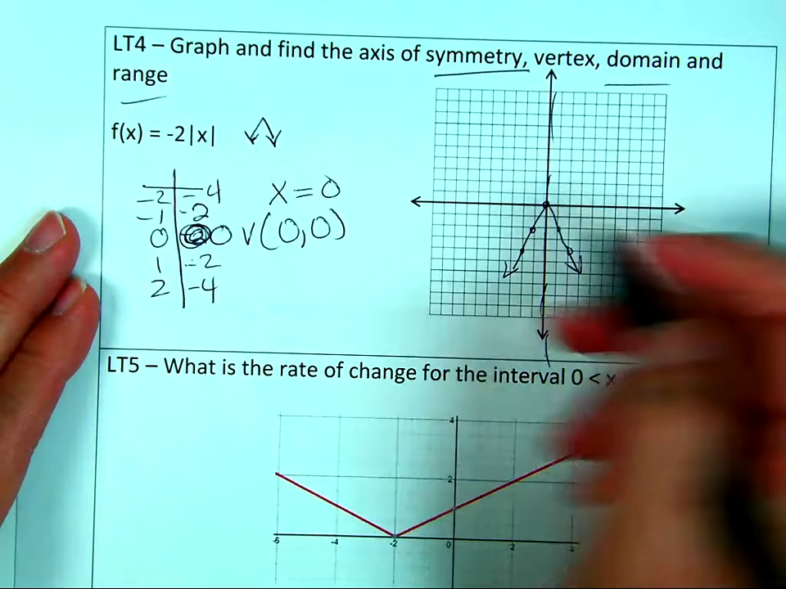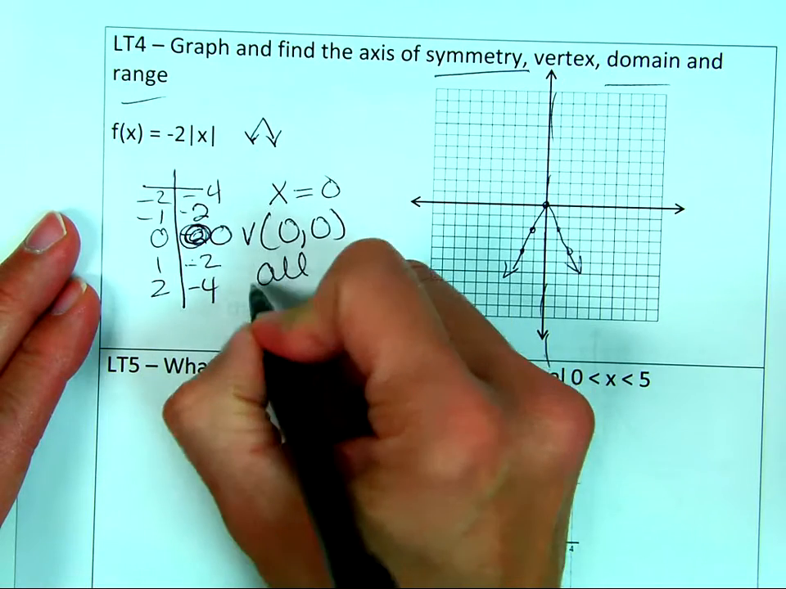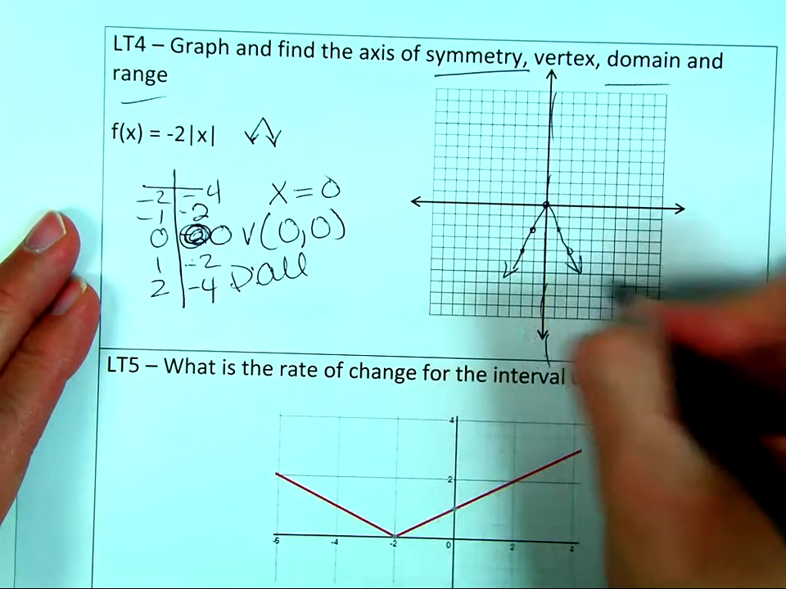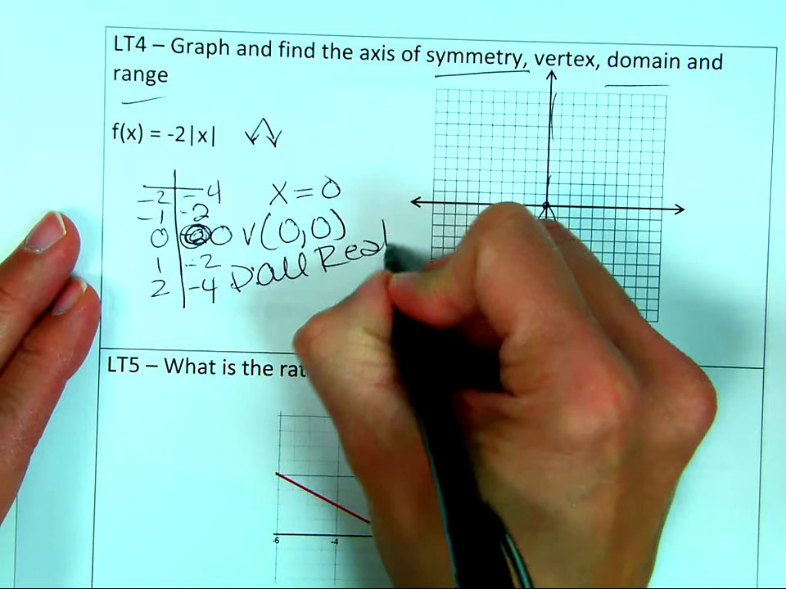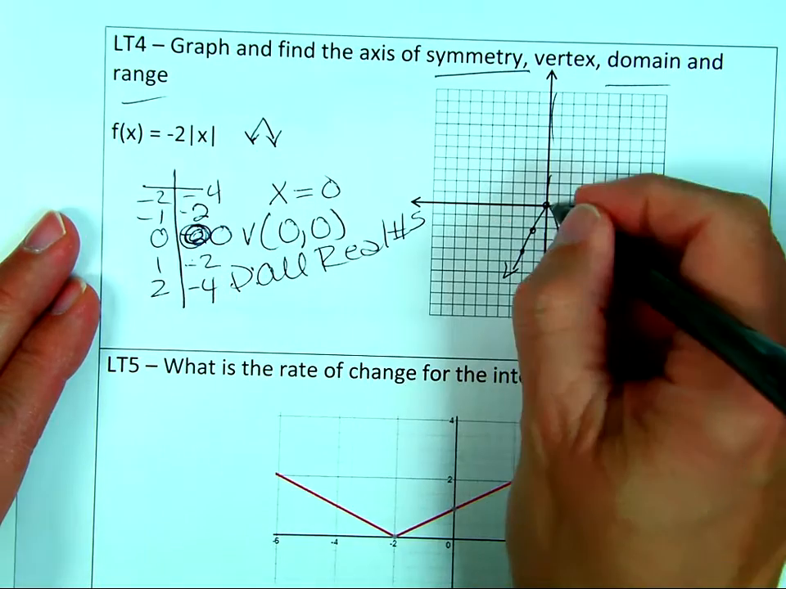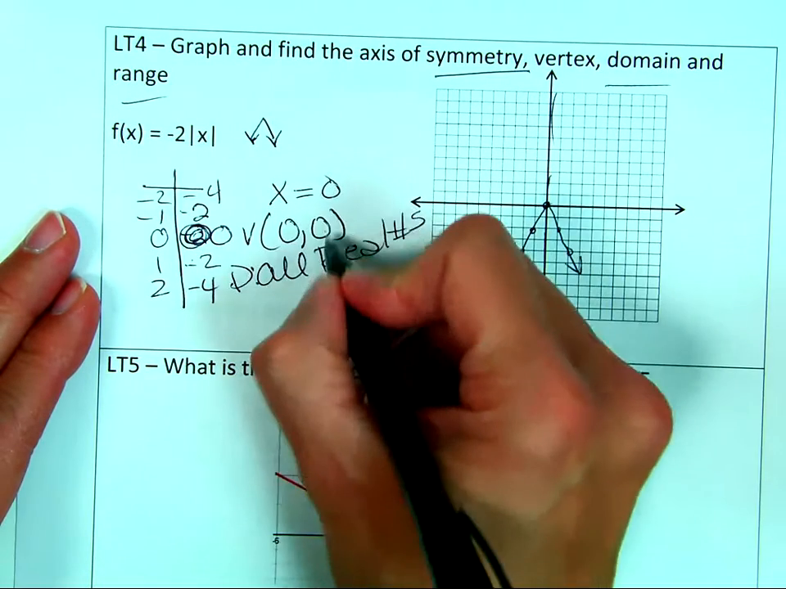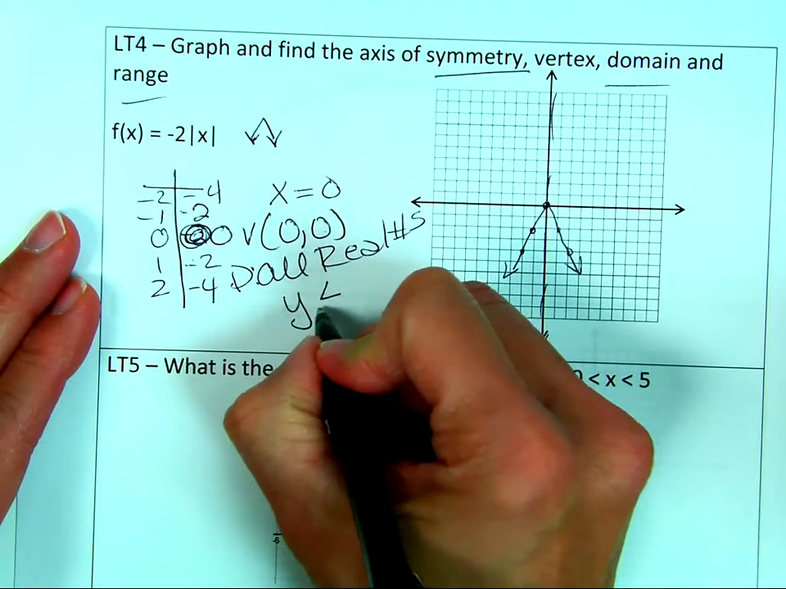Well, the domain, again, because it goes all to the left forever and to the right forever, is all real numbers. And then the range starts here and goes down, so it starts at 0, 0. So the range is y is less than or equal to 0.